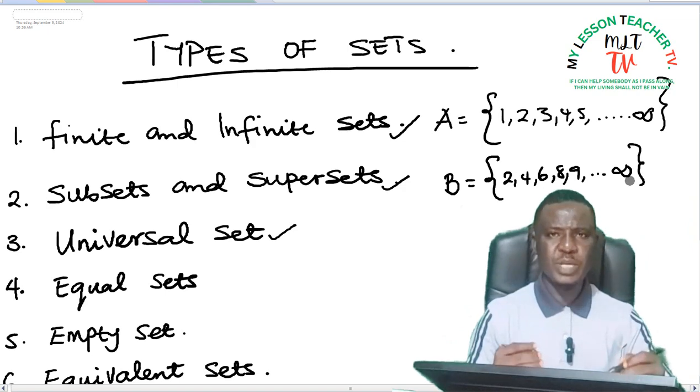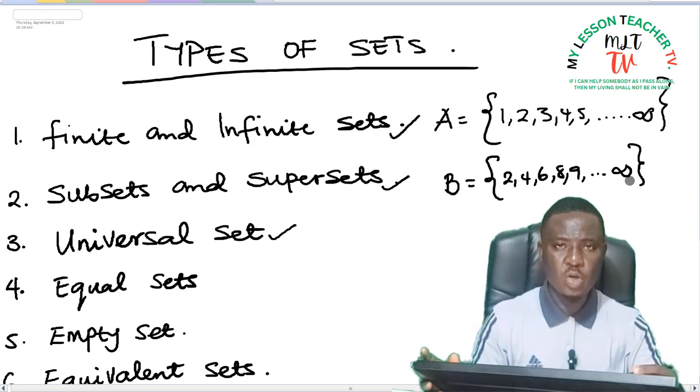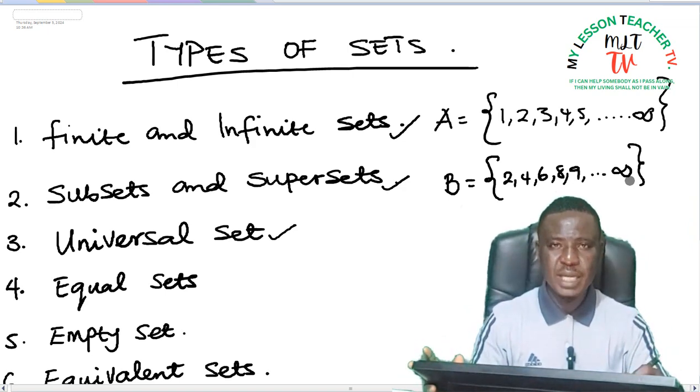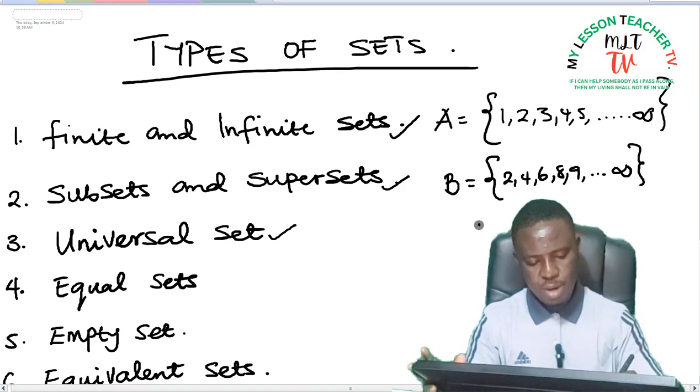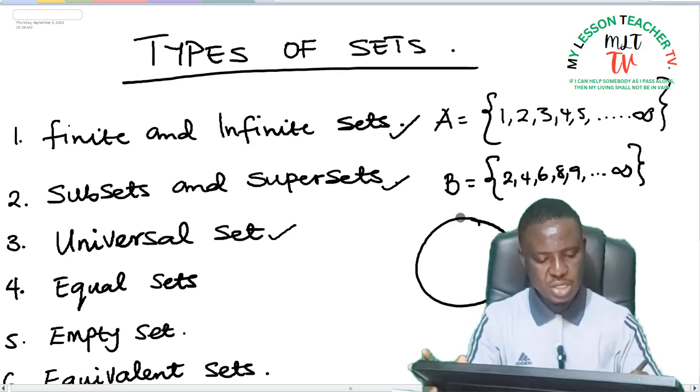So B is said to be a subset of A because all the elements in B can be found in A, whereas not all the elements in A can be found in B. If I'm to do this using a Venn diagram, I may represent this as a universal set.